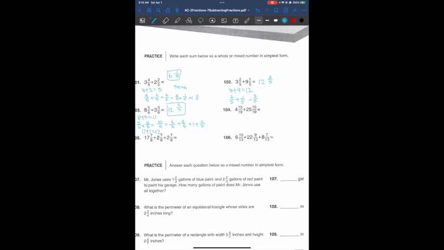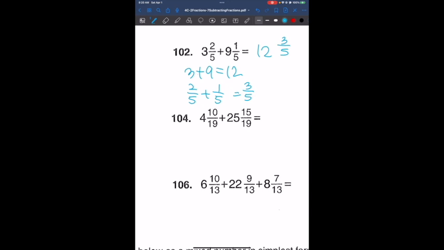And then I also want you guys to solve problem 104 as well. So I'll be giving you guys 1 to 2 minutes to solve that as well.